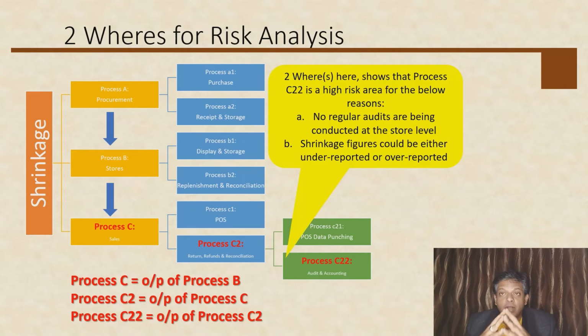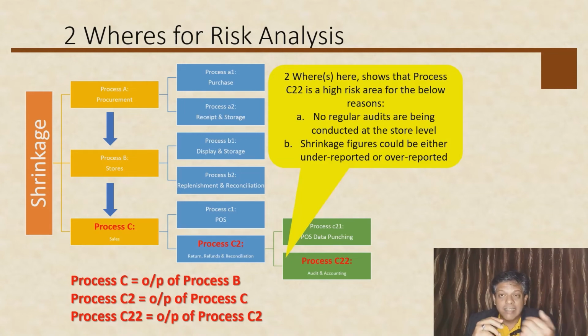And upon investigation, you realize you're utilizing this two-ways technique. You check whether there is any issue in process C1. You get the answer no. Then you ask the next where: is the issue in process C2? And you get an affirmative answer, and you realize that there is certainly some issue in returns, refunds and reconciliation.